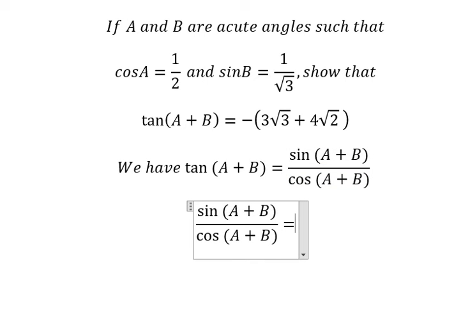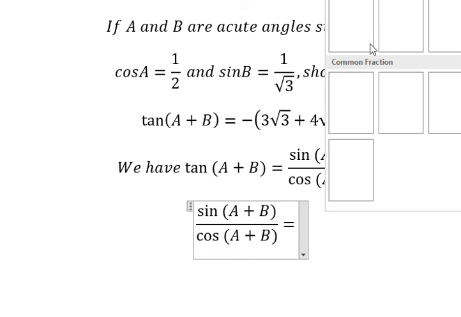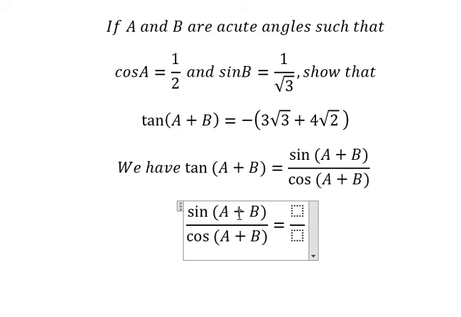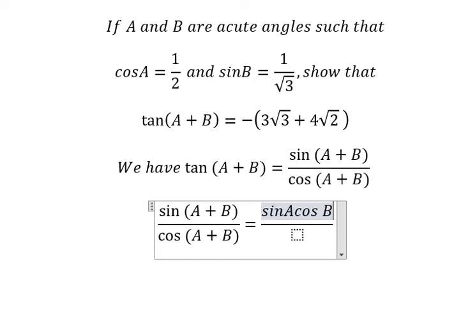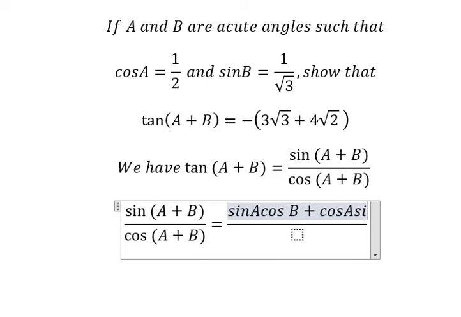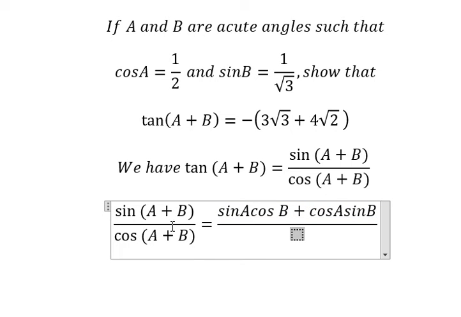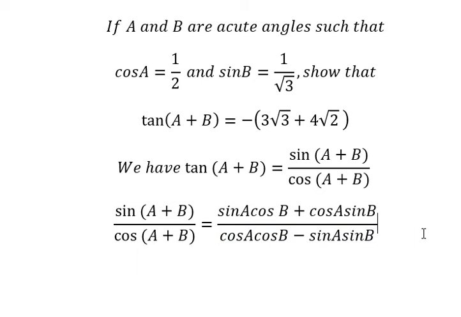We know that sin(A plus B) is sin A cosine B plus cosine A sin B. And the second one, we have cosine(A plus B) equals cosine A cosine B minus sin A sin B. So in this situation, we need to find sin A and cosine B.